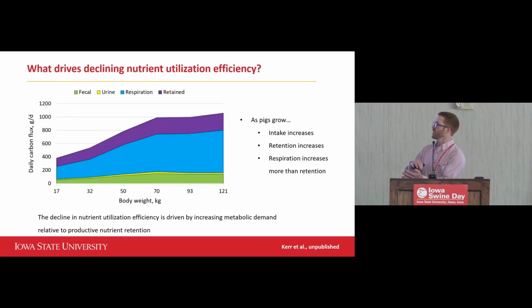And so instead of looking at overall efficiency, we can look at the different partitions of the losses throughout the pig's life and break that up into the fecal, urinary, respiration, and retention of carbon. And so really we see here that fecal in green and urine in yellow, again, those are small proportions of the loss. They slightly increase over time, but in the grand scheme, relatively constant.